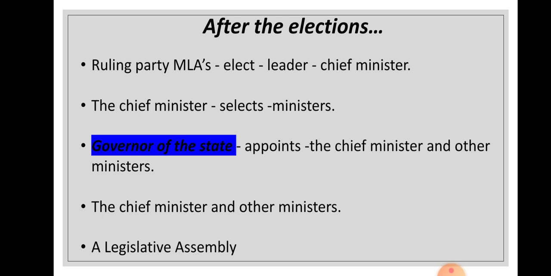After the elections, it is the governor of the state who appoints the chief minister and other ministers. The chief minister and other ministers have the responsibility of running various government departments or ministries. They have separate offices. A legislative assembly is a place where all the MLAs, whether from the ruling party or from the opposition, meet to discuss various things. Hence, some MLAs have dual responsibilities, one as an MLA and the other as a minister.